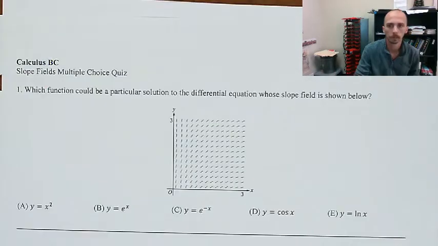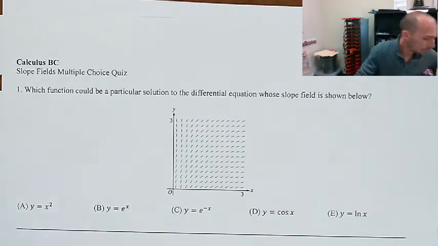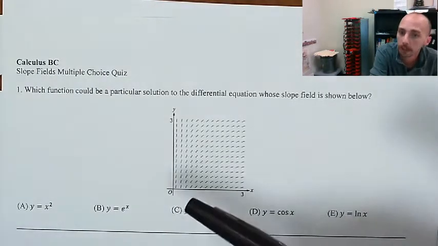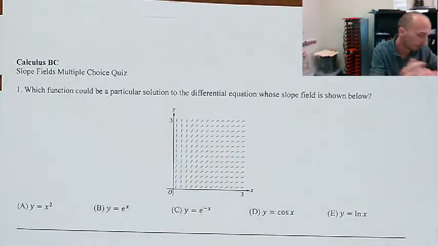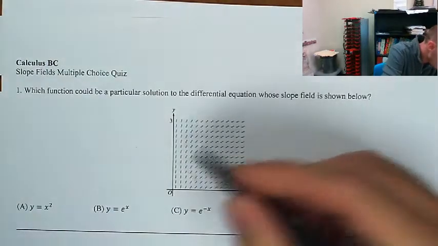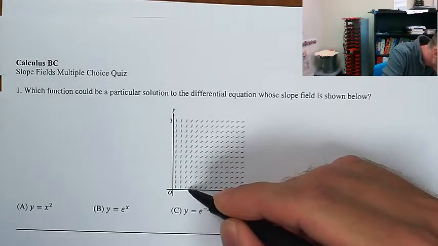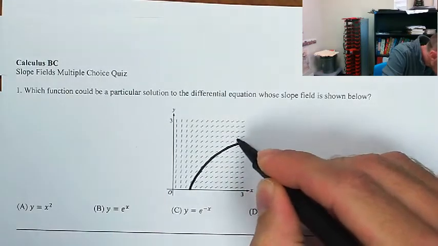I've got that multiple choice quiz, hold on. All right, I found it. So here we go. These are some multiple choice questions. Which could be a particular solution? That's like the solution curve. So the idea is that they didn't give me a point it goes through, but I know it's got to kind of go like that.